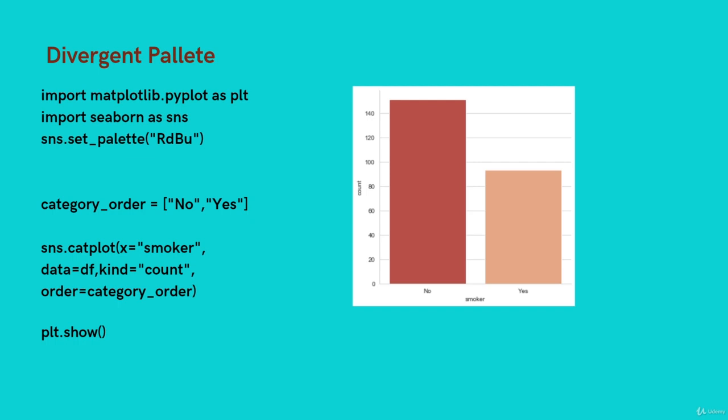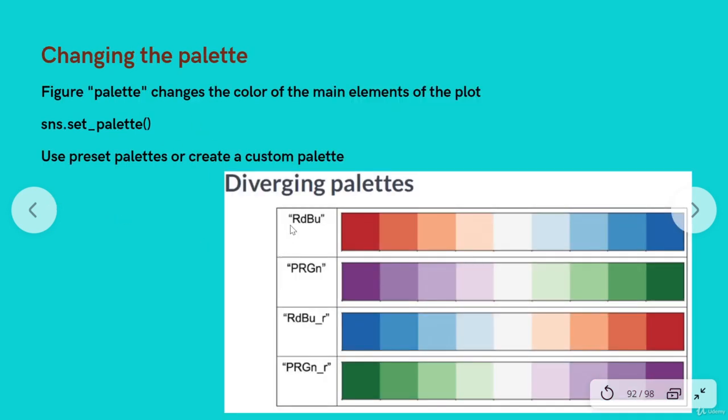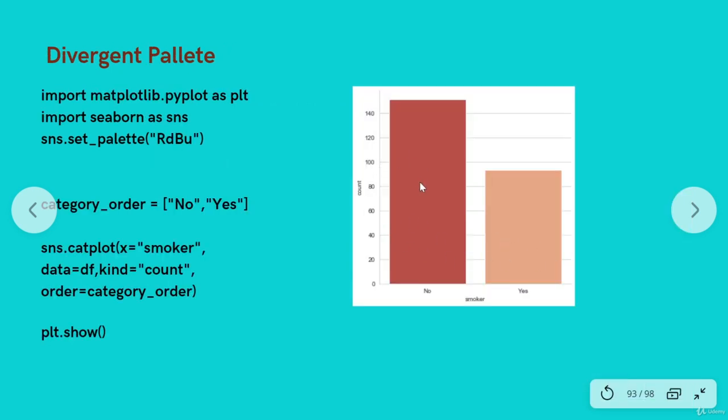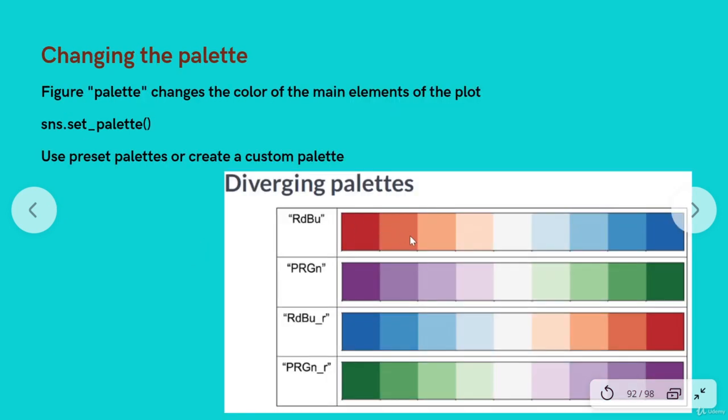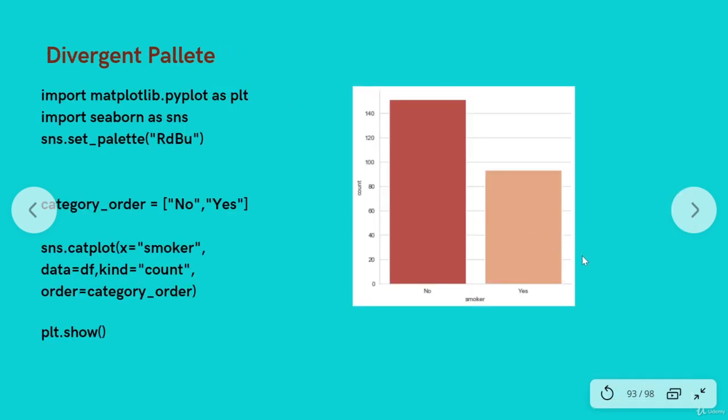For example, I want to use a diverging palette. So I have mentioned here sns.set_palette RdBu. For the category order, I have mentioned no, yes. If you do not mention it, it will take it automatically. And the order parameter is equal to category order, and this is what I get. Since it is red-blue, it starts with the dark red and then goes till blue. Since I have only two bars, it has started with red, and the second is this one. If there had been more bars, the color would have differed according to the palette.